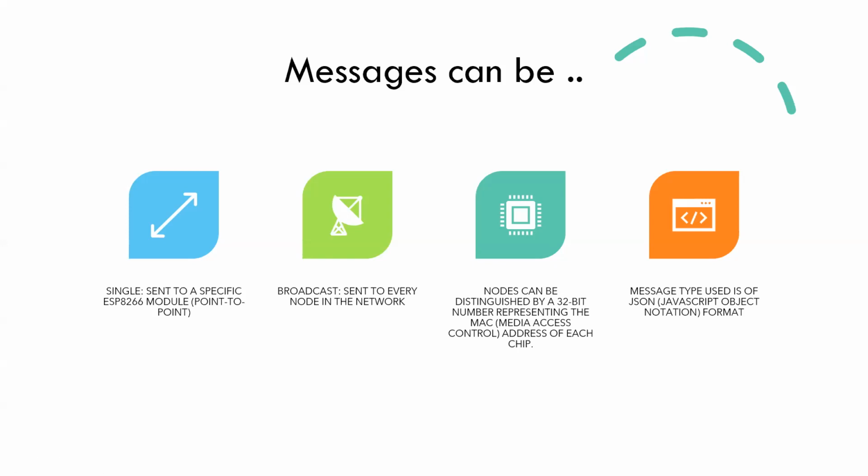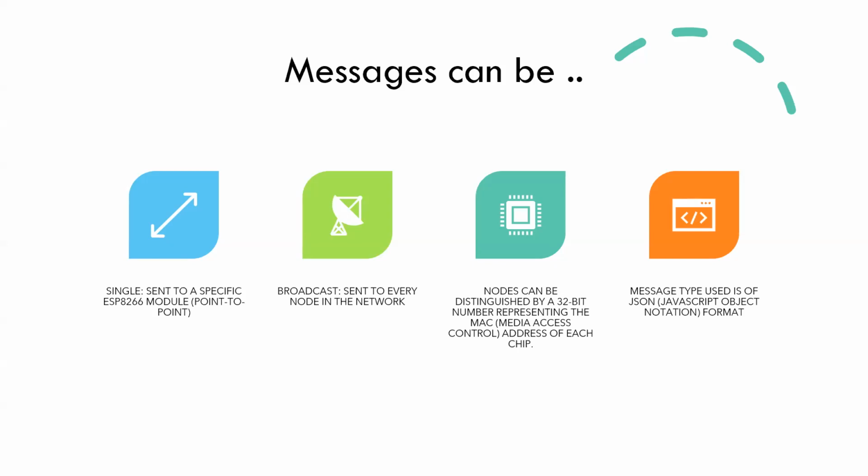Actually, we can distinguish them by using a 32-bit number, which is the MAC address of each chip. Each chip has its own MAC address given to it by the manufacturer.